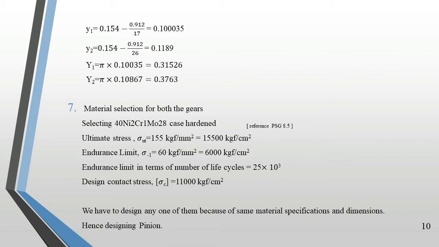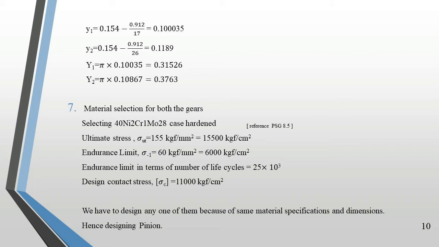Now capital Y1 is equal to pi into 0.10035 equals 0.31526. Now capital Y2 is equal to pi into 0.10867 equals 0.3763. So for the material selection for both the gears, selecting 40 Ni 2 Cr 1 Mo 28 case hardened with PSG reference 8.5.